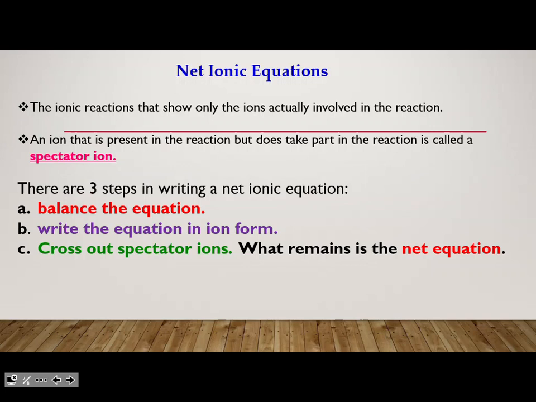One of them is going to be balancing the overall equation to start with, writing the equation in ion form, so anything that's AQ you break apart into ions, crossing out these spectators. You remember from last time, and up here too, it also tells you spectator ions are present. They are sitting there, they are dissolved in water, but they are not doing any of the reacting. They are not breaking bonds or forming bonds. They do not take part or participate in the reaction. So we cross them out, and then we get our net ionic equation.